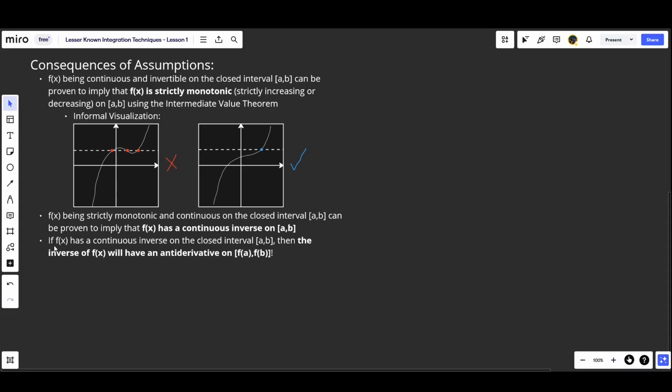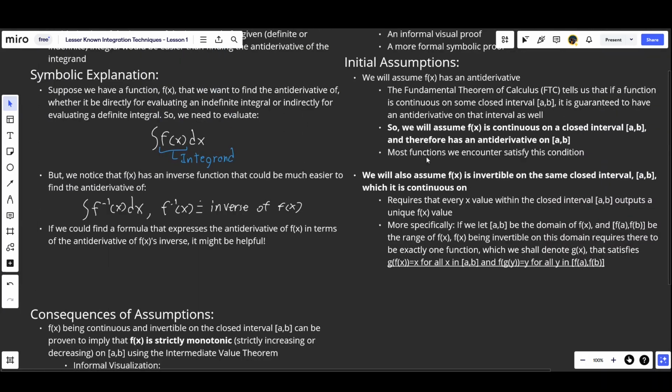We now know that f of x has a continuous inverse on the closed interval a to b, meaning that the inverse of f of x, which accepts any value in the closed interval f of a to f of b as input, will be continuous on that same interval. And because the inverse of f of x is continuous on this interval, it's guaranteed to have an antiderivative on that interval as well, due to the fundamental theorem of calculus as we discussed before.